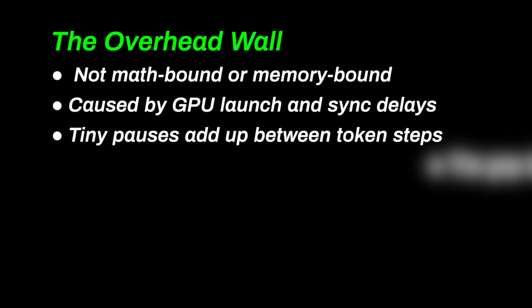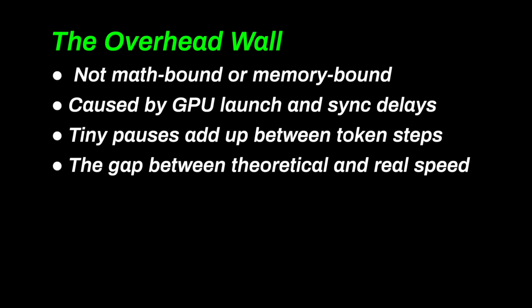Even well below the hardware ceiling, both systems face another limit, one that isn't about math or memory at all. Each token in a conversation triggers hundreds of tiny GPU operations, each one launched and synchronized before the next can begin. Those micro delays add up, forming what we call the overhead wall, the invisible gap between theoretical speed and what you actually see.